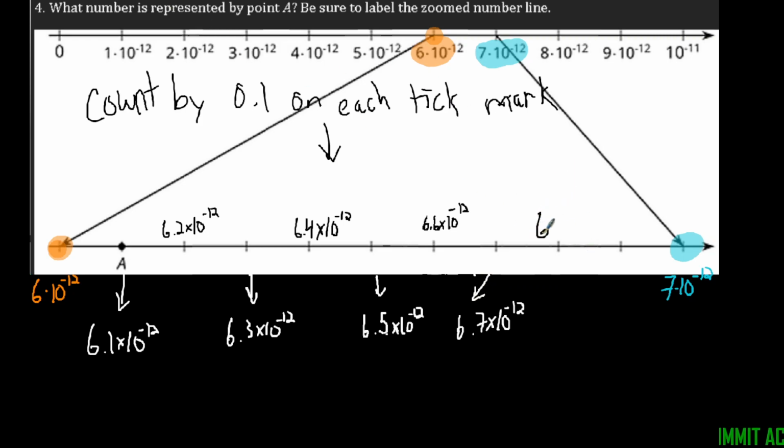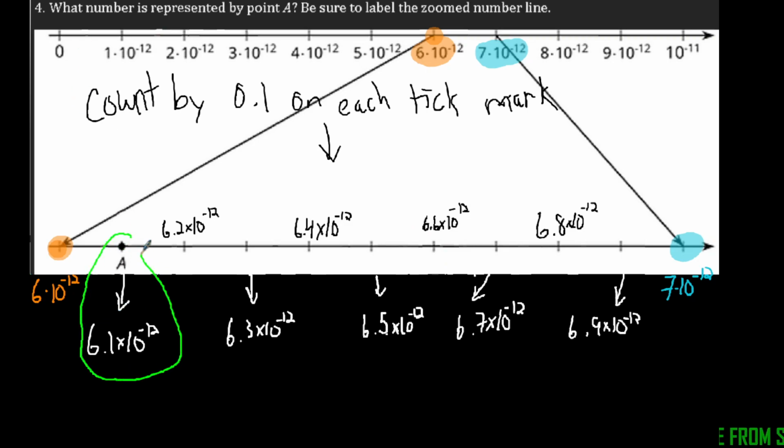Now I have 6.8 times 10 to the negative 12. And lastly, but certainly not leastly, we have 6.9 times 10 to the negative 12 power. Again, make sure you number each of those tick marks on the zoomed in number line, which is this bottom line down here. Now that I have it labeled, what is our point A? Our answer is going to be this point right here. So A equals 6.1 times 10 to the negative 12 power.